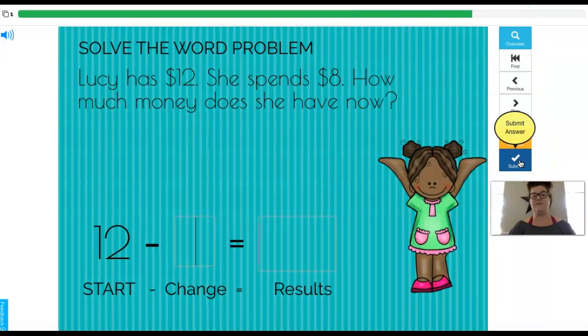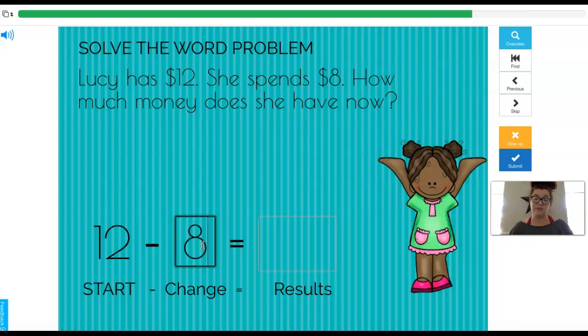Okay, Lucy has $12. She spends $8. How much money does she have left, or does she have now? Well, what did she start with? $12, 12 bucks, 12 simoleons, $12. And then what was the change? Well, she spent 8, that's right. So now I have to use my basic subtraction rule to touch the first number, say its name, and count backwards on the touch points of the other number.